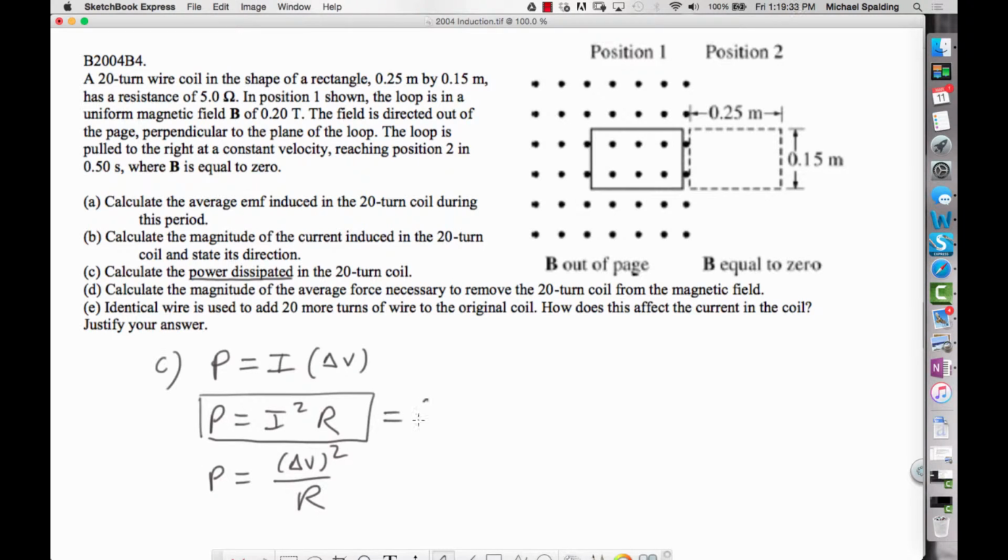So we're going to go P equals I squared R. So we have 0.06 amps squared, the resistance is 5 ohms, so this gives us 0.018 watts.